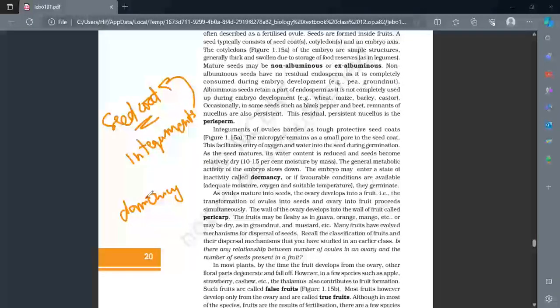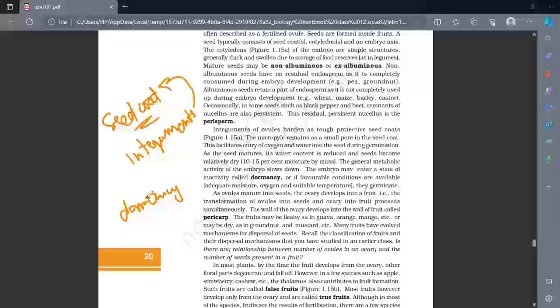Okay, so I think this is very clear. Every terminology can become a question. What is the seed pore? Where does the seed pore come from? It comes from the micropyle. What is the seed coat? It comes from the integument. What is this dormancy process? Why is the dormancy process attained? Because the seed is losing its moisture content. It is drying up as it is growing and developing. So the embryo activity stops inside it, and this inactive embryo is now under a dormant condition.